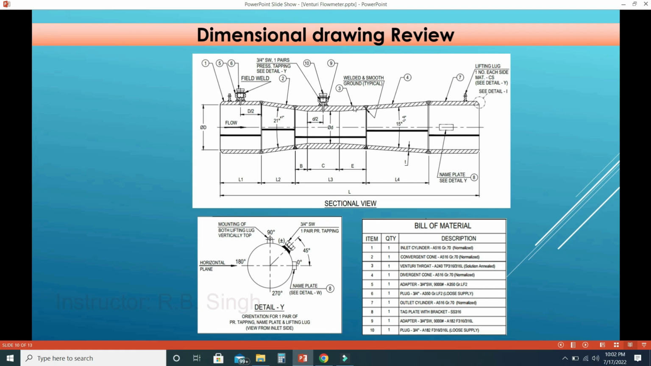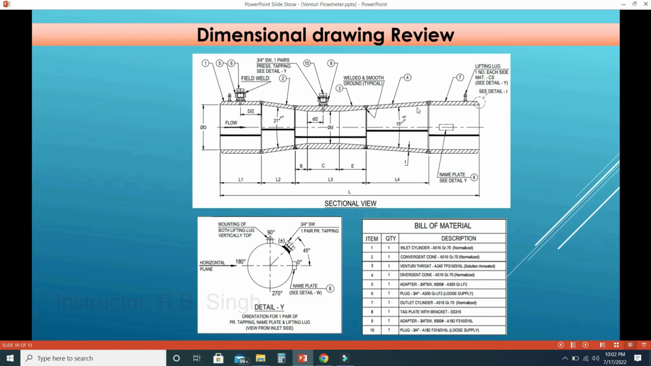Okay. So the Venturi throat material is different for this particular Venturi meter. You can see this conical convergent and this inlet cylinder are of carbon steel material. However, the throat is of stainless steel material. Again, the fourth number is the divergent cone.